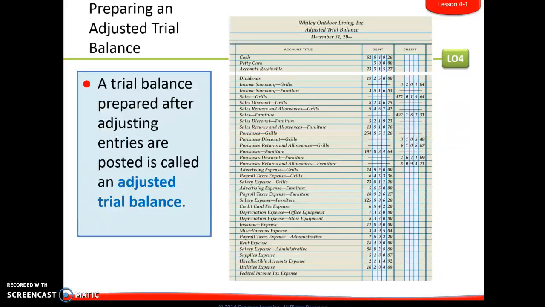Preparing an adjusted trial balance then is once we have done our adjusting entries and those are posted, then we'll prepare an adjusted trial balance to make sure that our debits equal credits.